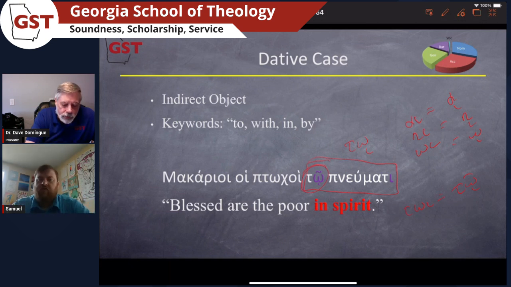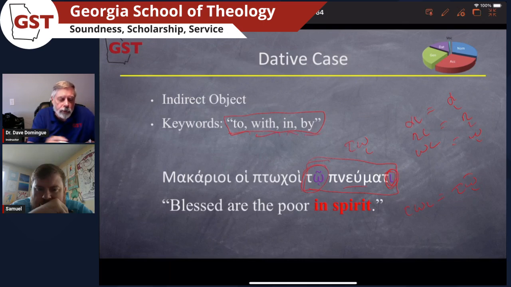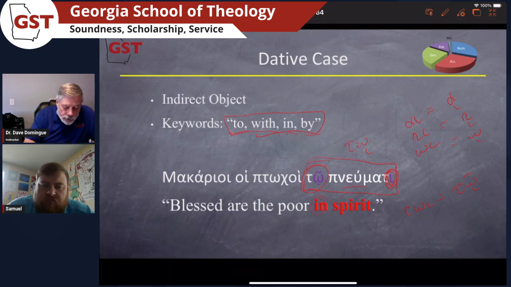Now here we see the dative as well in the iota, in the noun, and this is in the article. We're going to use one of our helping words, our keywords, when we translate it. Blessed are the poor to spirit, with spirit, in spirit, or by spirit. Pick one. Which one best fits in English? Blessed are the poor in spirit. And that's how we get in spirit there.